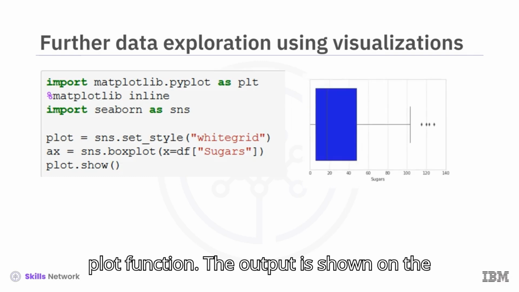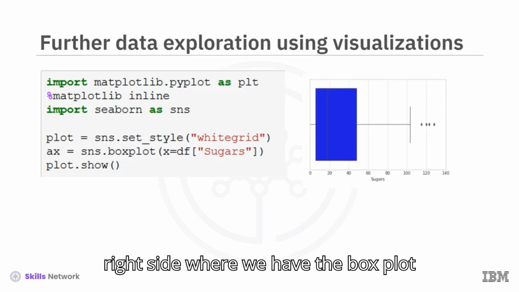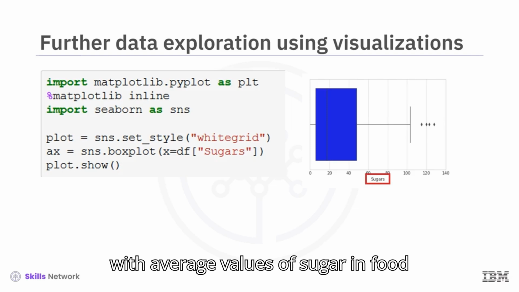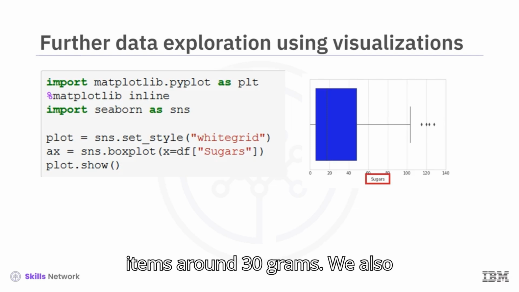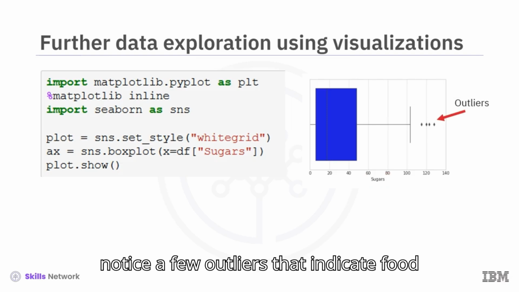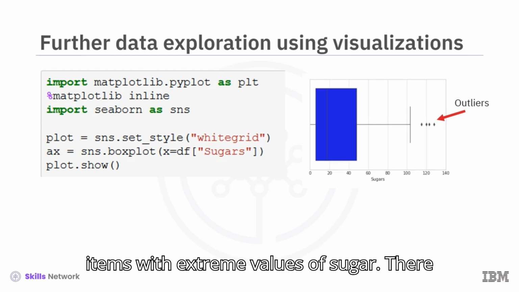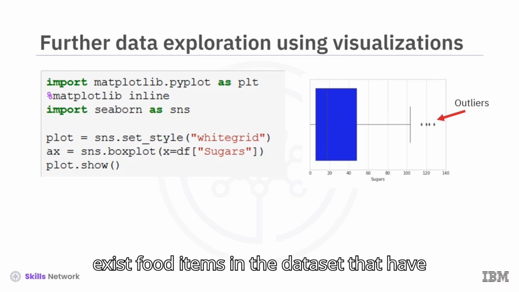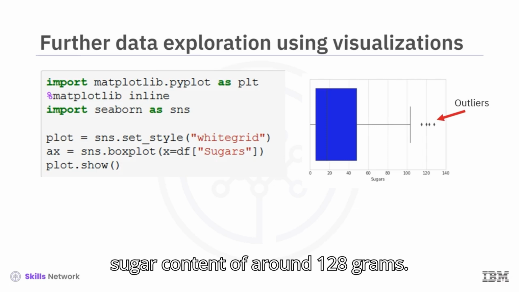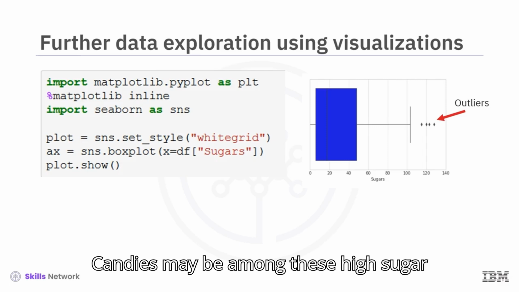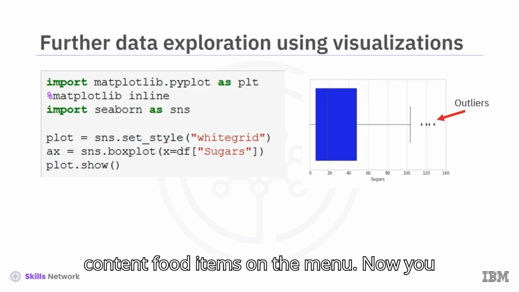The output is shown on the right side, where we have the boxplot with average values of sugar in food items around 30 grams. We also notice a few outliers that indicate food items with extreme values of sugar. There exist food items in the dataset that have sugar content of around 128 grams. Candies may be among these high sugar content food items on the menu.